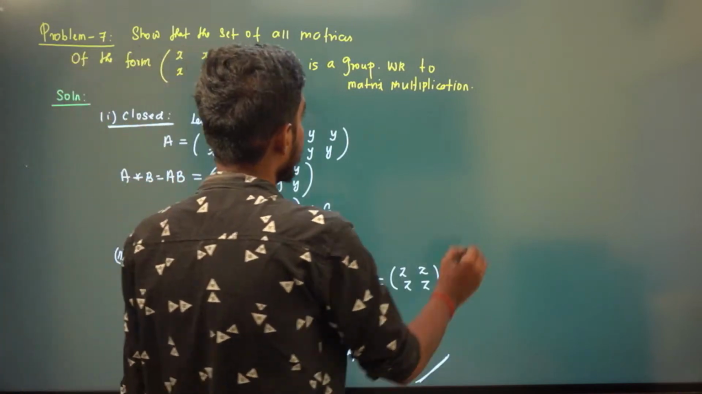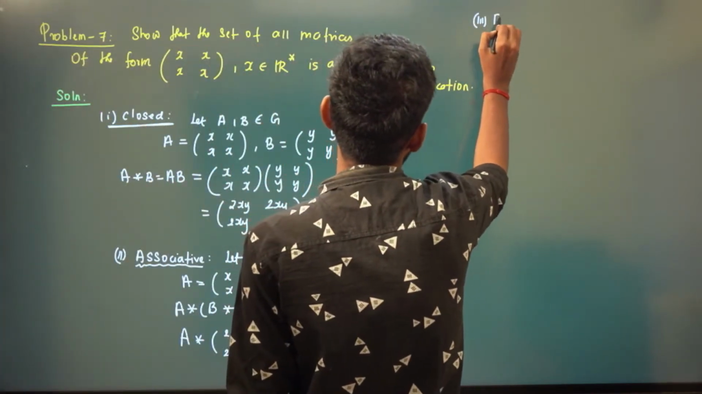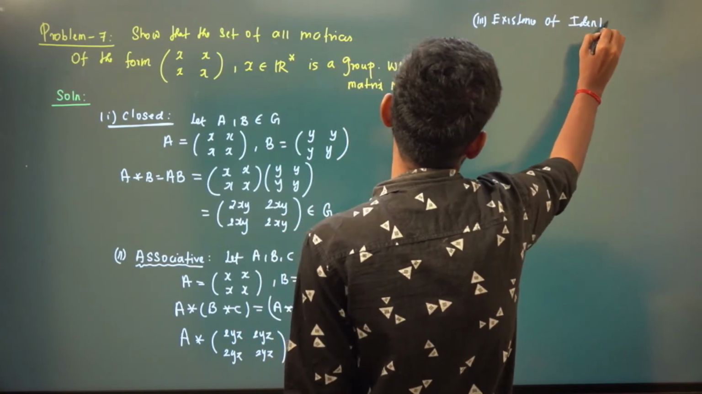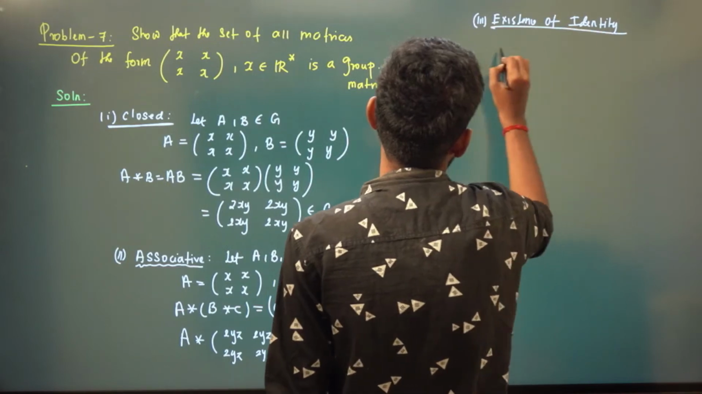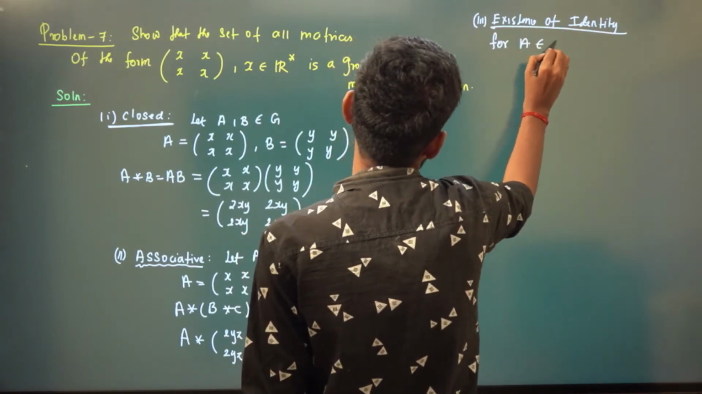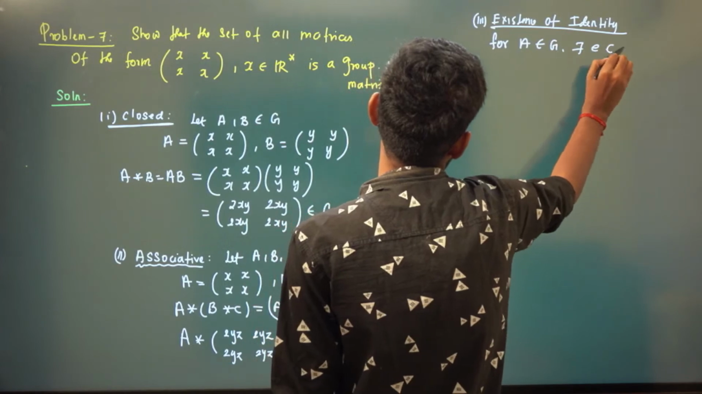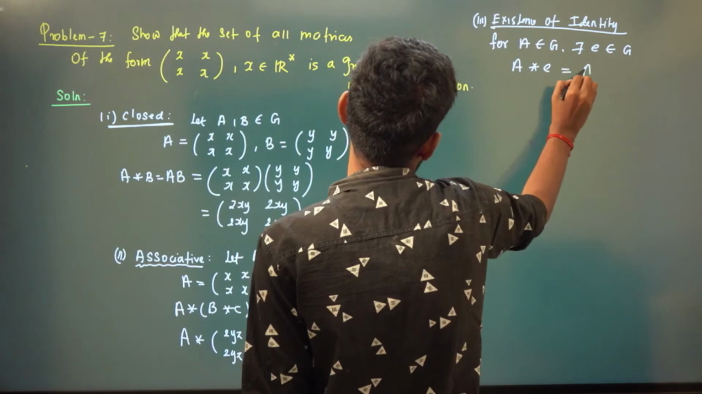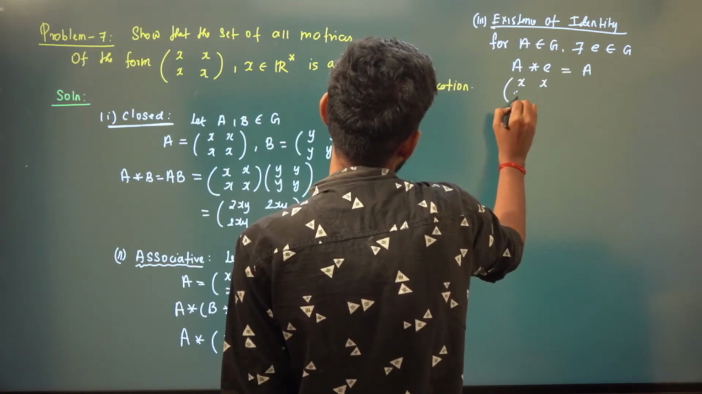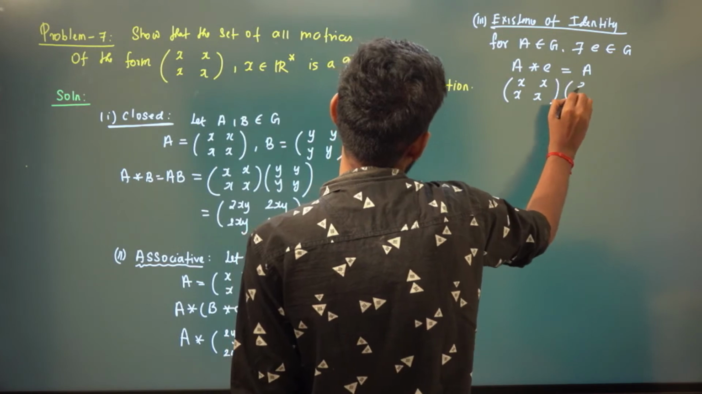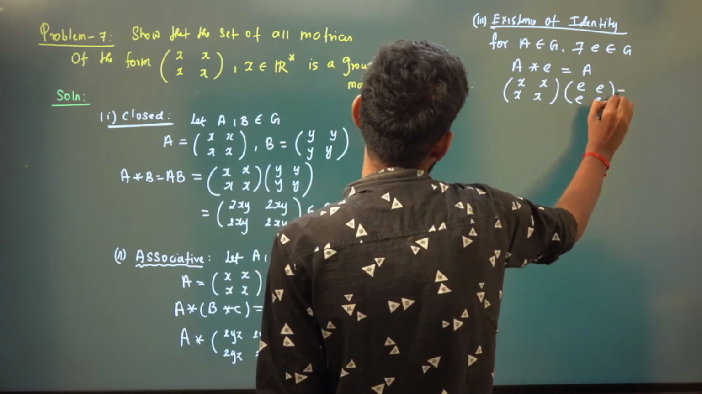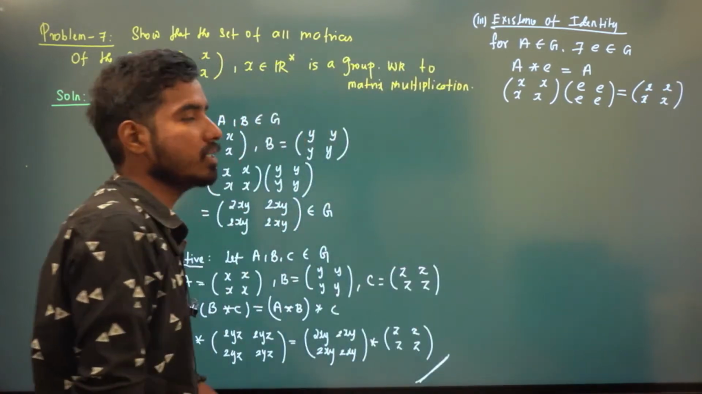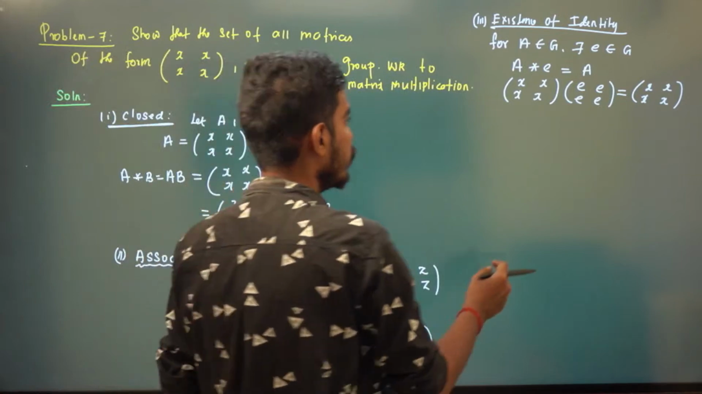And what about the identity, the existence of identity? For A belonging to G, there exists some element E in G such that A times E has to be A again. Let us take A to be [x, x; x, x]. We don't know what E is, so let us take E to be [e, e; e, e], a 2 by 2 matrix with all entries the same. Now we need to find E.